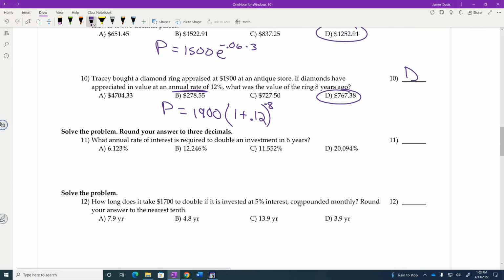Okay, now's where it gets a little bit more tricky. What annual rate of interest is required to double an investment in 6 years? So this time we're asking for an annual rate of interest R. Does anybody remember how we do this doubling? There's no number values, but just as an aside here, let's say we have $10, and we want to double it in 6 years, so we want to end up with $20, right? And then we have all our interest rate stuff here.